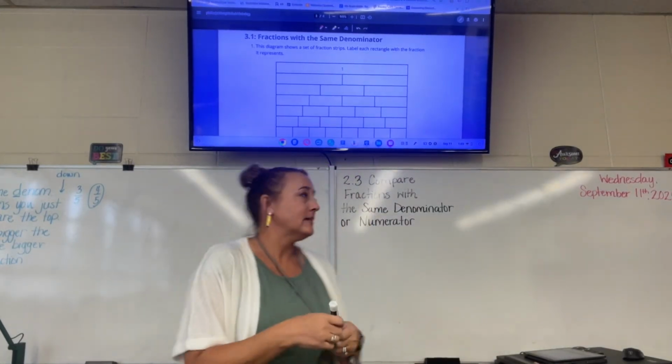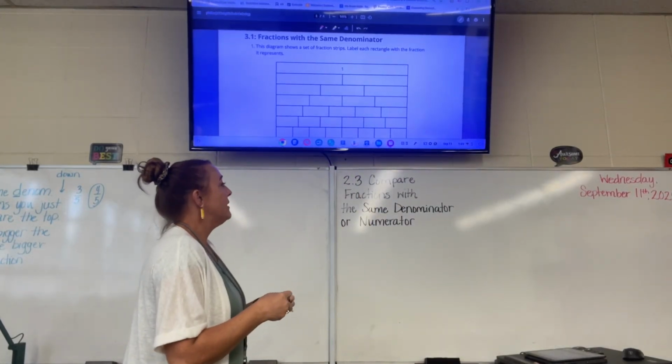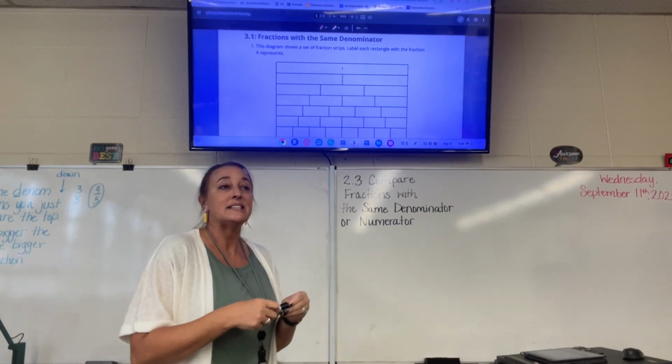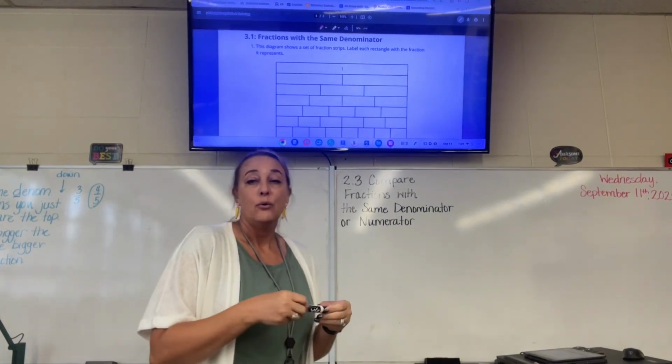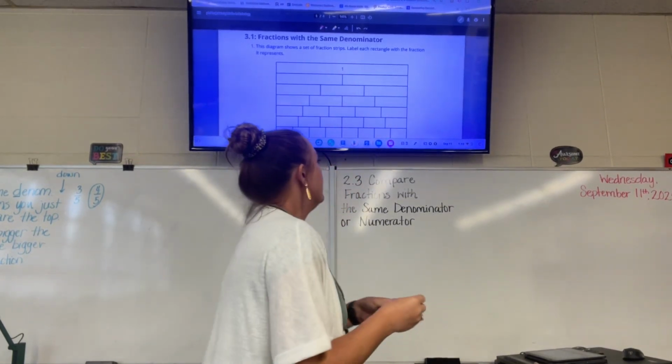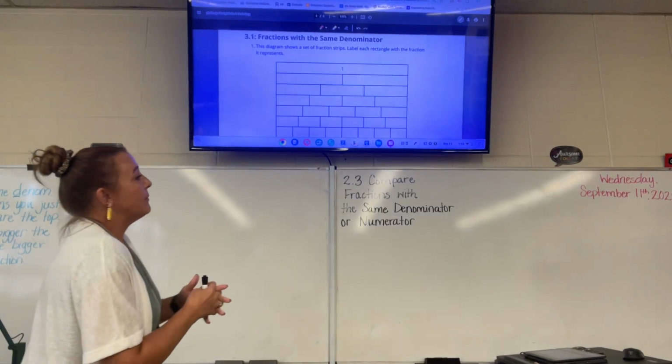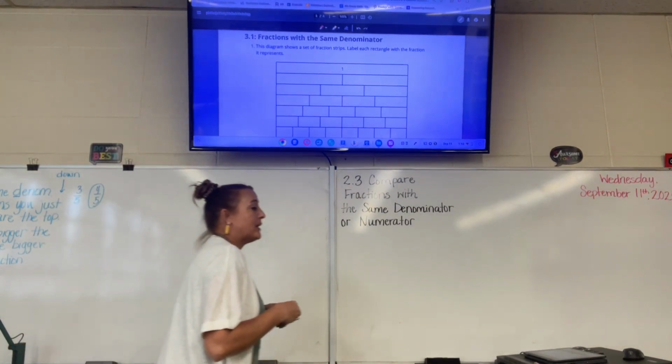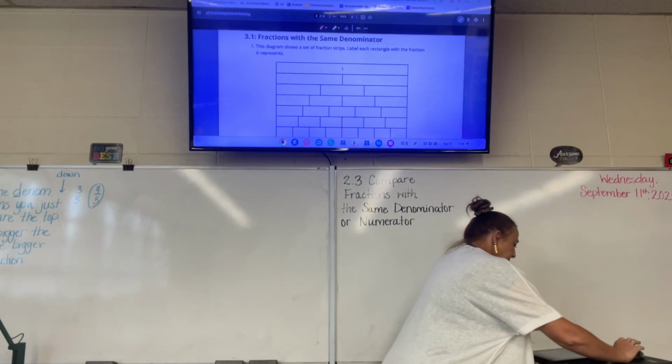Today we are doing lesson 2.3, compare fractions with the same denominator or the same numerator. So we've gone over the math warm-up on page 47. We're now on page 48. Fractions with the same denominator.